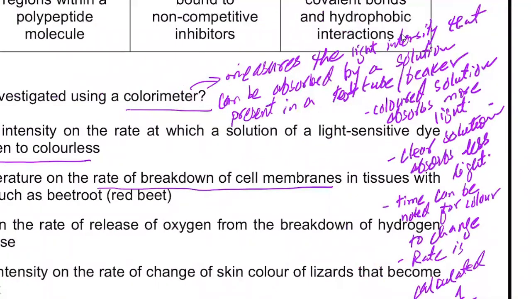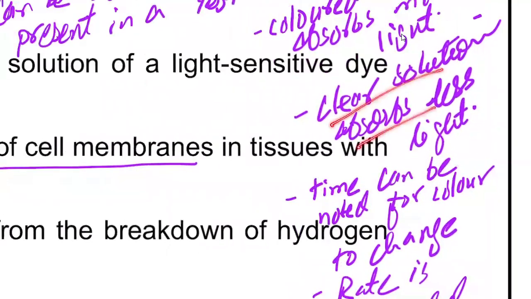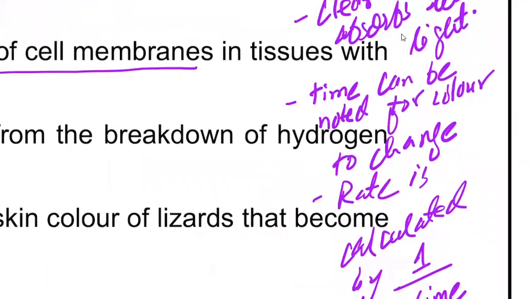It measures the light intensity that can be absorbed by a solution present in a test tube or a beaker, a transparent vessel. A colored solution absorbs more light. This is something of basic physics, I think, and you can relate to it very well. A clear solution absorbs less light because it will allow more light to pass through. So a dark solution will obviously give a higher value with the colorimeter.